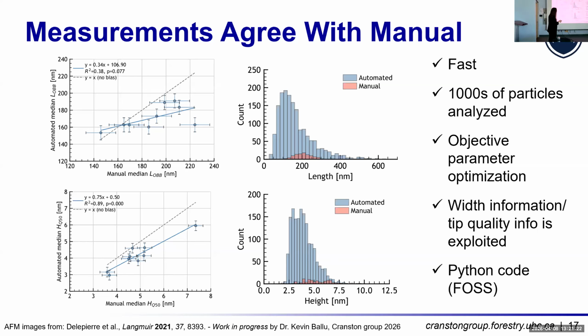If I show the automated versus manual histograms, the first thing you notice is there's only a few particles measured manually, but lots and lots of particles that are measured through the automated method. But overall, the median of both the length and the height is the same as what we've had before, but now it saves us a lot of time and becomes a more robust data set.